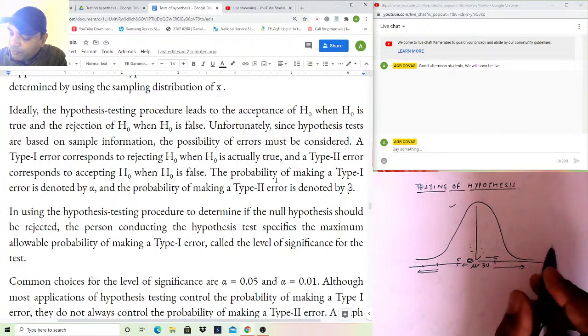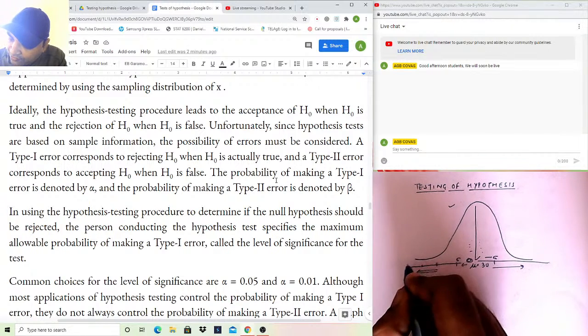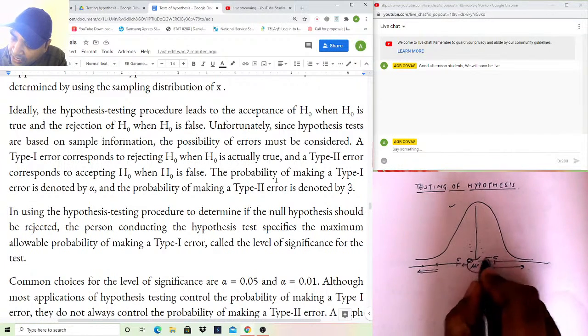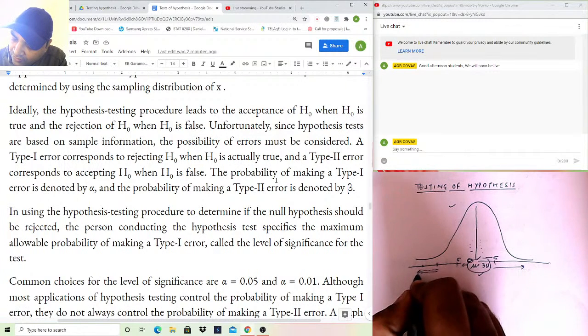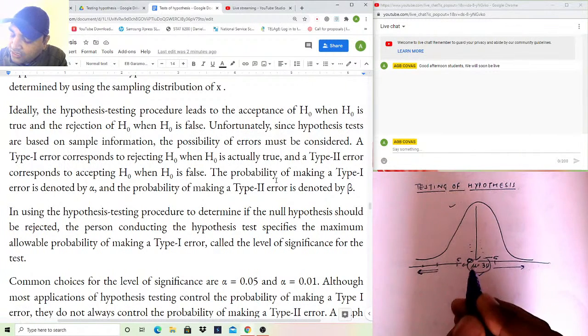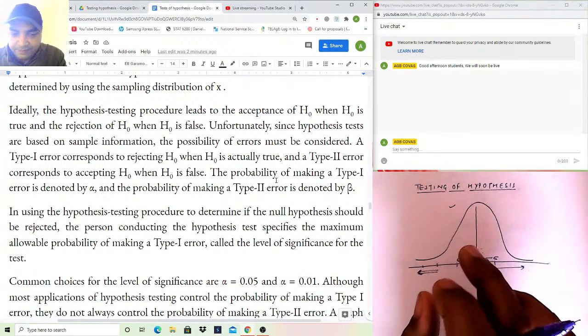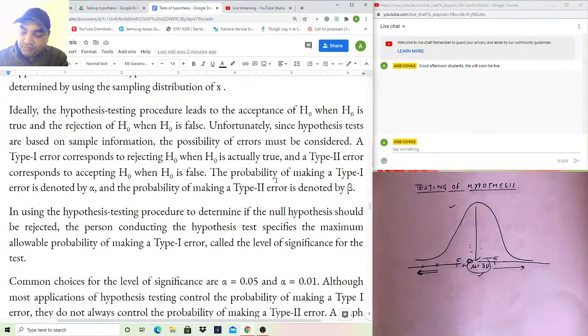So after going how far will we say that we are far enough from this mean value 30 that it will be considered that the average age of the listener is not right? That we have to test.